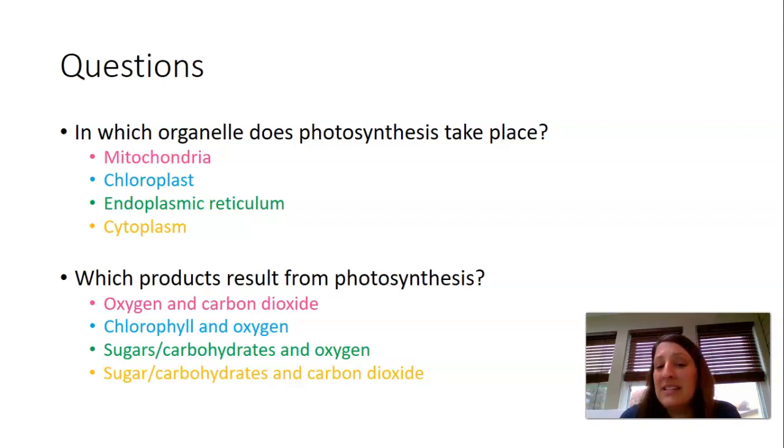Remember, this is inside of plants. If we're talking about cyanobacteria, those are prokaryotes. They actually lack organelles, so we're going to be talking about totally different structures. But inside of eukaryotic plants, this is where photosynthesis takes place.